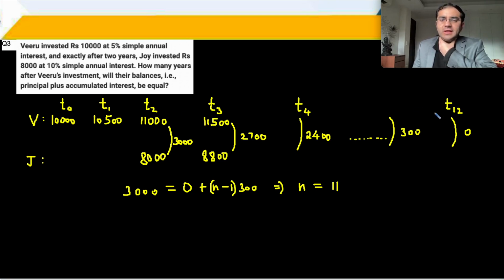T2 to T12, 11 terms have been achieved, and question is asking how many years after Veeru's investment. So from T0 to T12, 12 years have elapsed. How many years after Veeru's investment? 12 years after Veeru's investment their balances will be equal, and that is question number 3. Very easy question.